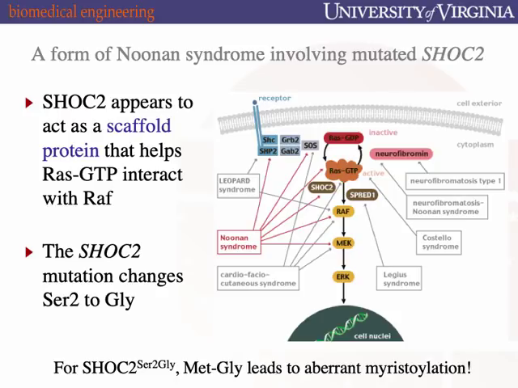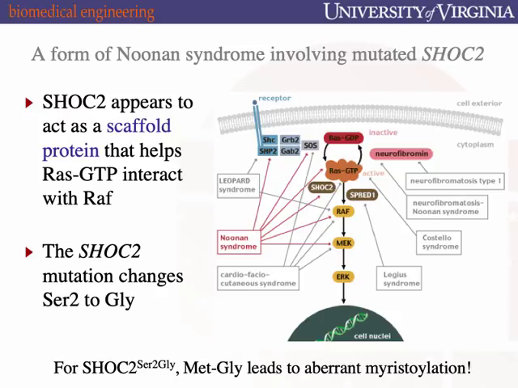So SHOC2 scaffolds RAS-GTP and RAF. Ordinarily, it's a cytoplasmic protein, nothing special to write home about for SHOC2, except in these Noonan syndrome patients where there's a characteristic mutation that changes what's ordinarily a serine at the 2 position, the second amino acid, to a glycine. So if you change that serine 2 to a glycine, now you have methionine. Always need to start with methionine, then followed by a glycine.